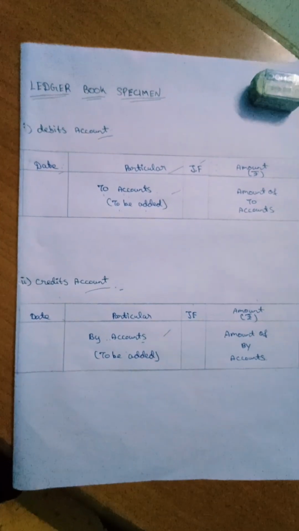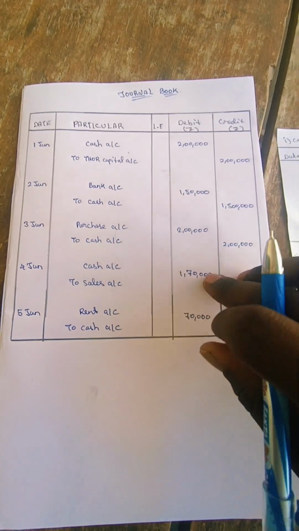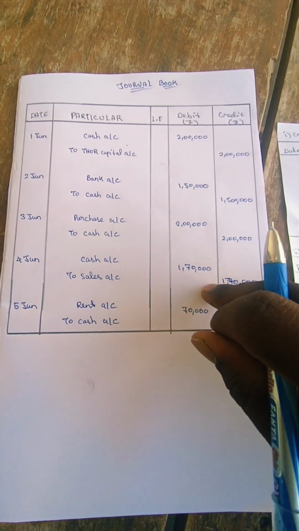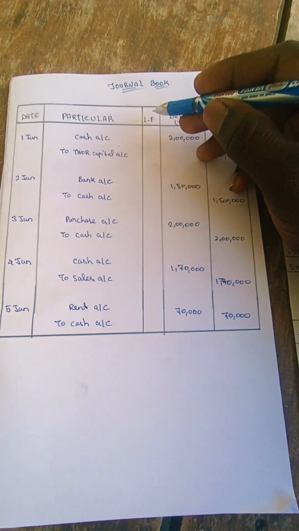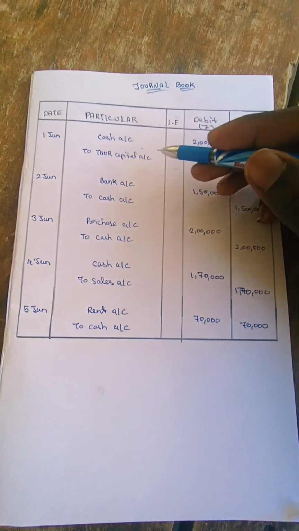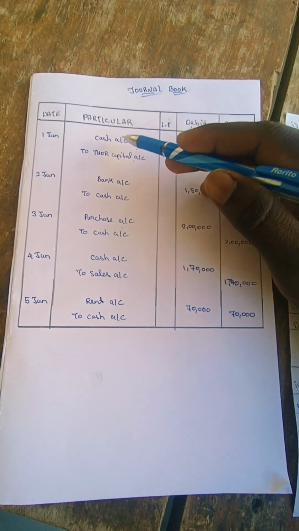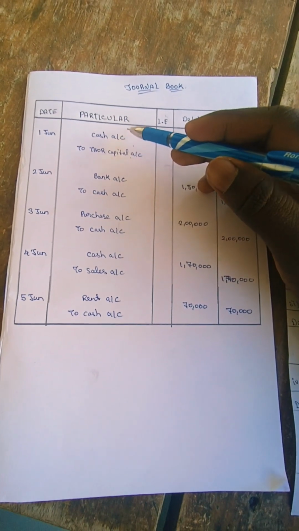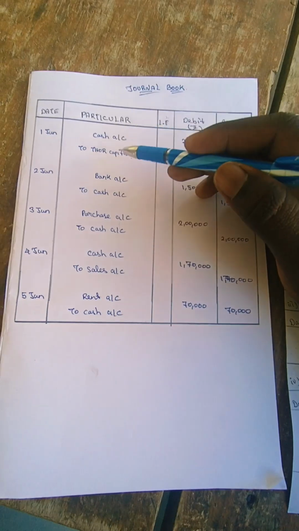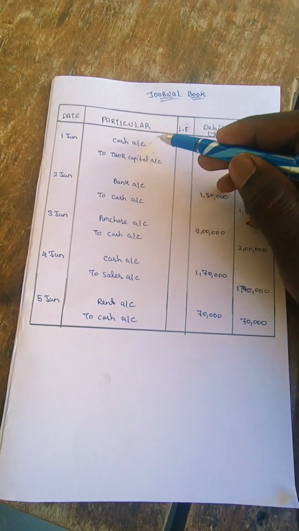Then we discuss the example of the ledger book. This is the journal book, and then only we move to the ledger book. Here we have an LF in the journal book. This is the ledger folio, and it has the cash account and To capital account. Here the cash account is a By account used on the credit side, and the To account is used on the debit side. First we take the cash account.